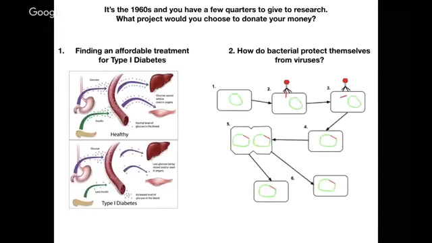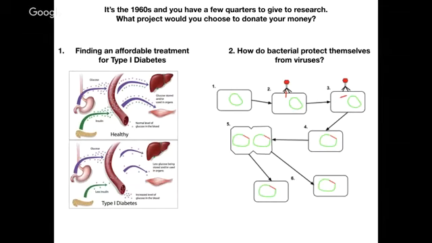So bacteria, just like we can, contract viruses. And in bacteria, what happens is DNA from the virus is injected into the bacterial cell and inserts itself, that DNA, into the bacterial genome or into the DNA of the bacterium. And they have ways to protect against this. So, like I said, it's the 1960s. Which do you choose to fund?